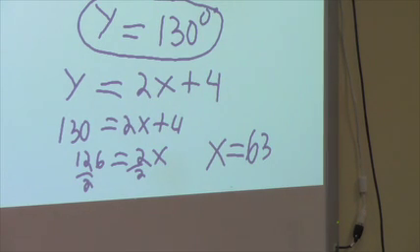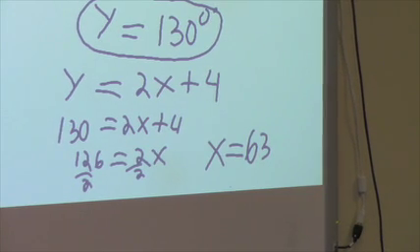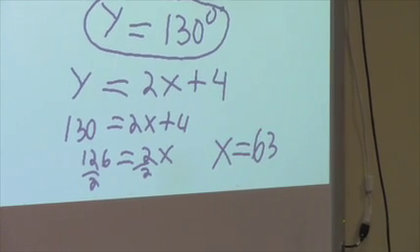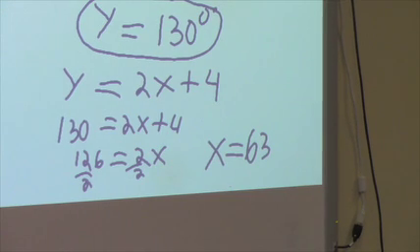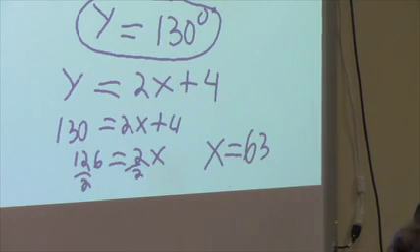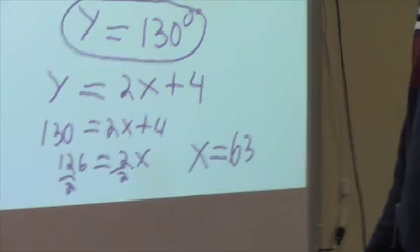Well, let's see. I'm getting a little scared. x is 63, so 63 times 2 is going to be 126, plus 4. That's going to be 130, and y is 130. So they are mutually equal. So that's correct. So we are actually correct.